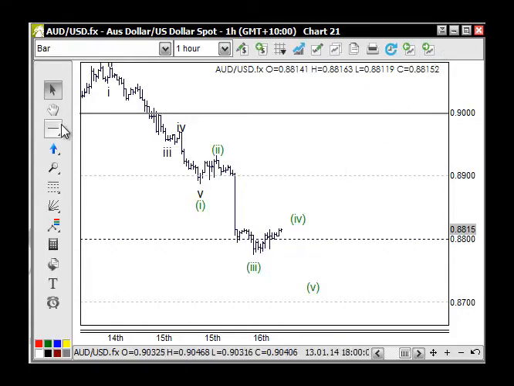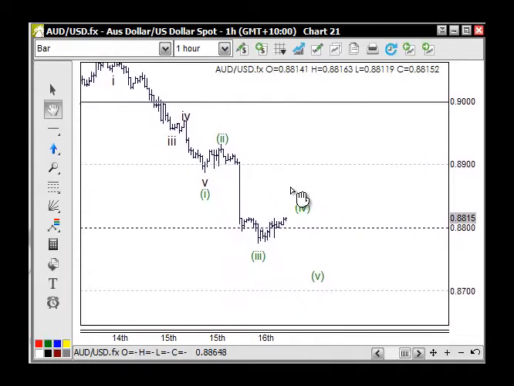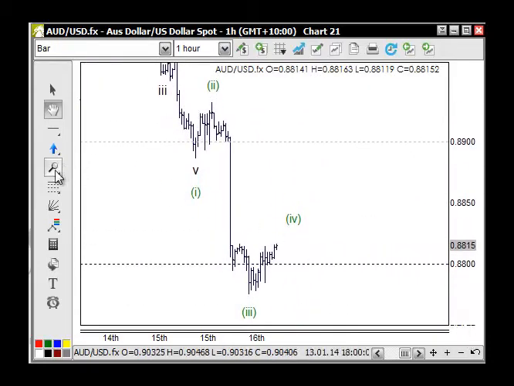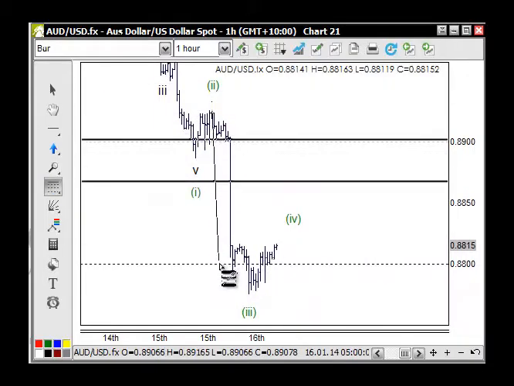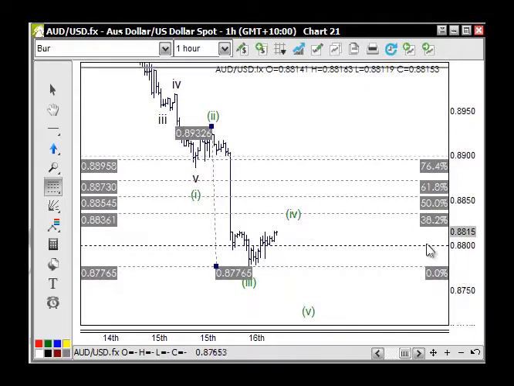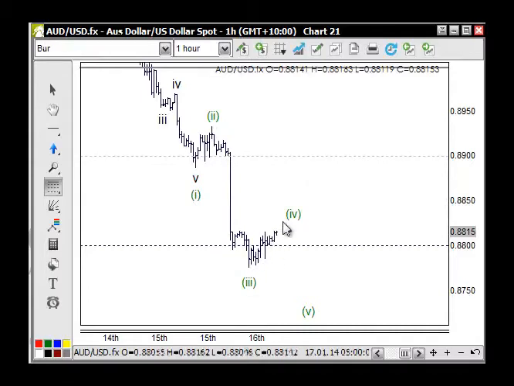I want to next have a look at, first of all, the wave 4 retracement here, which we can look at here for a moment. If we stretch that out a little bit, from here to here, we'd be looking at 88.36 roughly as the retracement level there. But the wave 2 retracement level was shallow, so we need to be mindful of this as well.